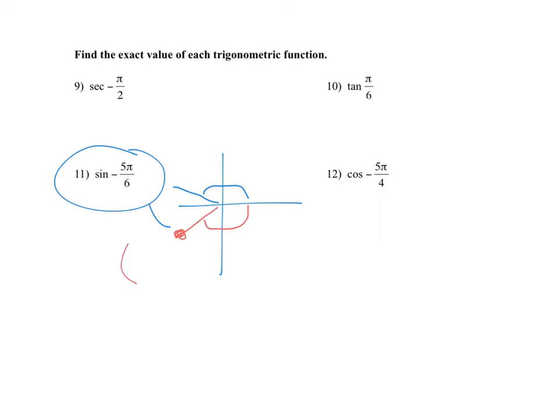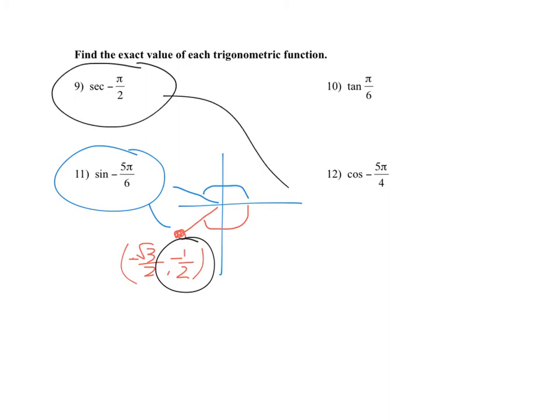And that point on the unit circle is negative square root of 3 over 2, negative 1/2. So that's what I'm going to use to answer all my questions. Actually, it only asks for sine. So sine is just that. That's all it takes.